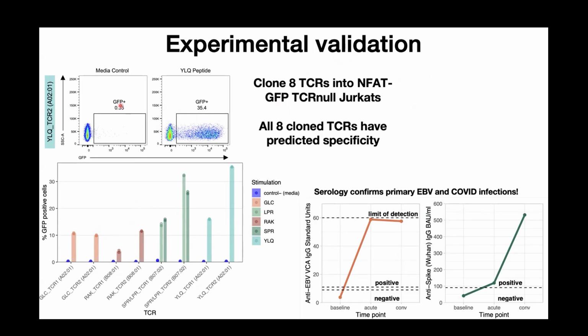And this is how it looks with media. This is how it looks if you add cognate peptide, right? And this is quantification for all these 8 cell lines. You see nothing in control and a lot of activation when target peptide is added. And 2 of the cell lines actually recognize a cross-reactive epitope, which is cross-reactive between common cold coronaviruses and SARS. And then we also did serology to confirm this idea that probably this donor was co-infected actually with EBV and SARS, right?